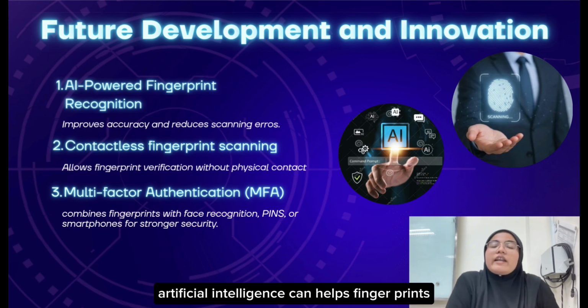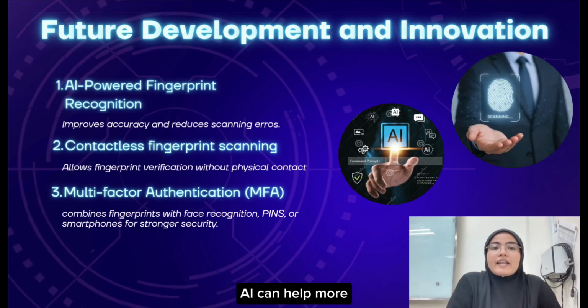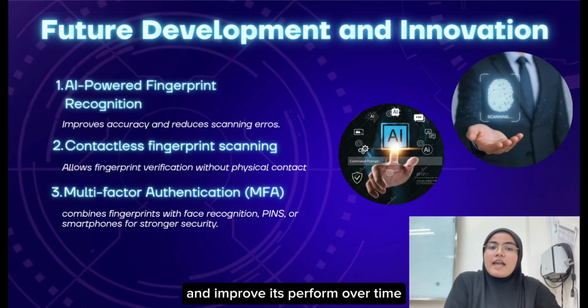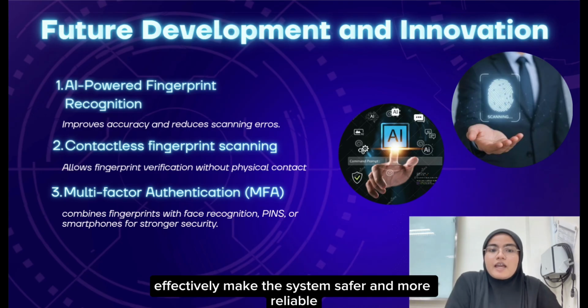Artificial intelligence can help fingerprint scanners identify fingerprints more accurately and quickly. AI can help process a large amount of data and improve its performance over time. It can also reduce scanning errors and detect fake fingerprints more effectively, making the system safer and more reliable.